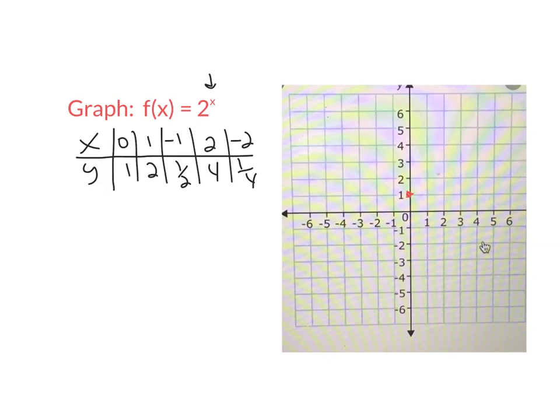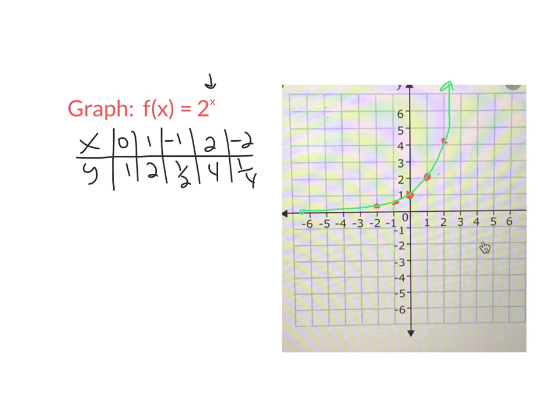0, 1 is about right there. 1, 2 is about right here. -1, 1/2, about there. 2, 4 is way up here. -2, 1/4. You can kind of see what the shape is doing right here. If I connect those, I get something like this. Connect the dots. That's what the curve looks like.